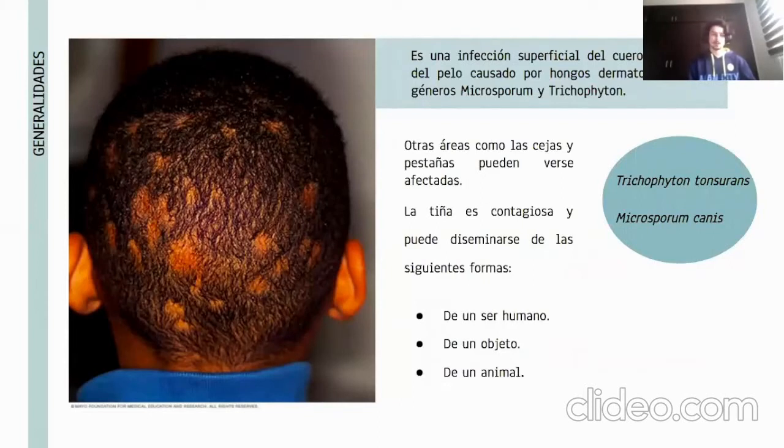The three main general groups responsible for these infections are the Trichophyton, the Microsporum, and the Epidermophyton. The causal agents that we're going to find are going to be the Trichophyton tonsurans and the Microsporum canis. This will be normally around pre-adolescent children. The tinea capitis is limited to the scalp, eyebrows, or eyelashes. This is the most frequent manifestation of infection by dermatophytes in children, and it usually decreases around the age of 10 or 11 years.